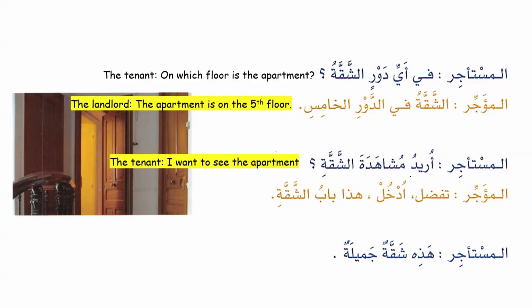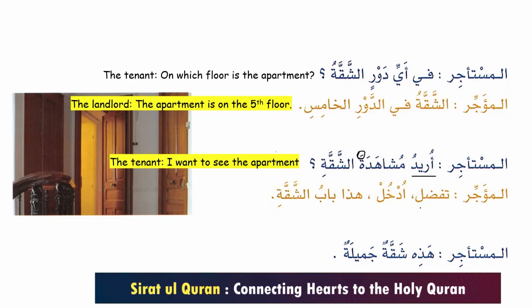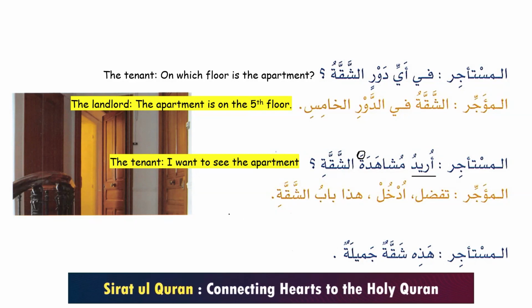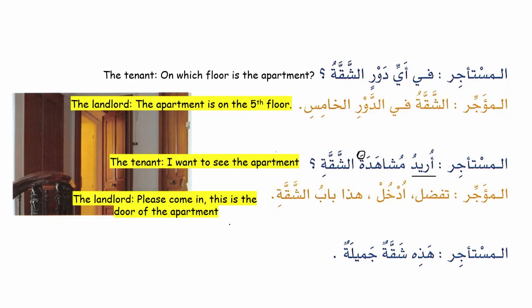So now, as I said, أريد is the verb, and after that, the case ending, you have to make sure that the ending of the noun that follows it comes with either 1 strike or 2 strikes, and it is called fatha or fathatan. Al-Mu'ajjir says, تفضل, that means please, udkhul, come in, هذا باب الشقة, and this is the door of the apartment. Please come in. This is the door of the apartment.